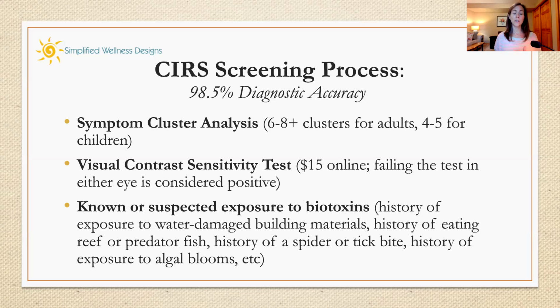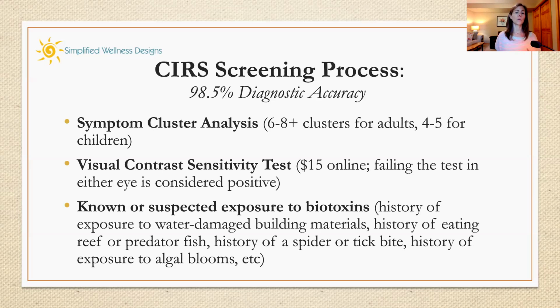Step 2 is the visual contrast sensitivity test. This can be done in your clinician's office if they prefer to do it that way with a handheld unit. If you're working at a distance with them, or if you've already done this online, it can be done online on your device. It is just $15 at survivingmold.com, and it gives you the instructions to follow to do it properly. And if you fail this test in either eye, it is considered positive for biotoxin illness. So that is step 2 of the screening process.